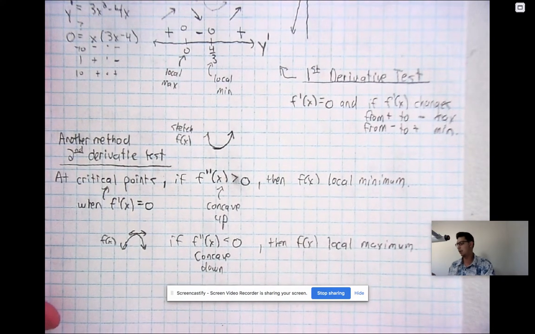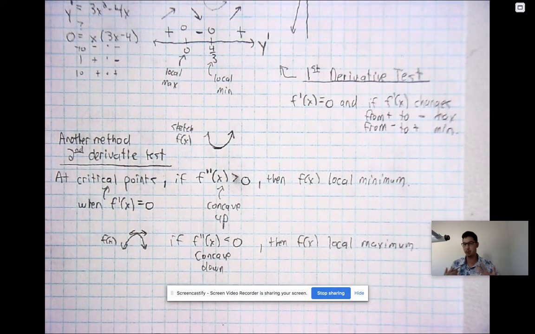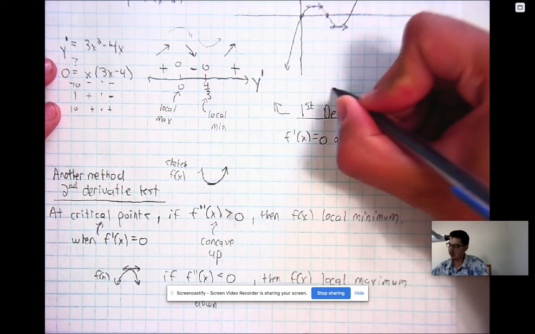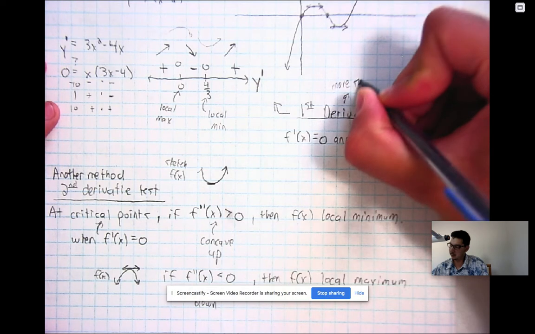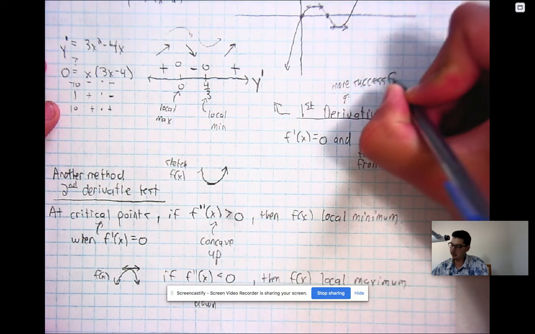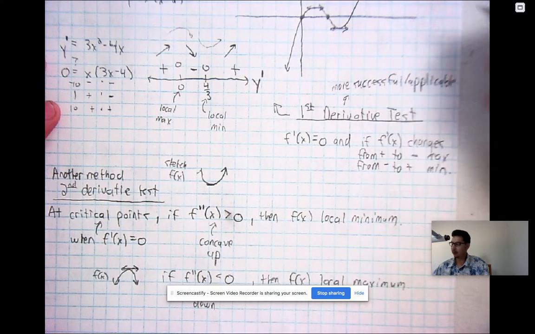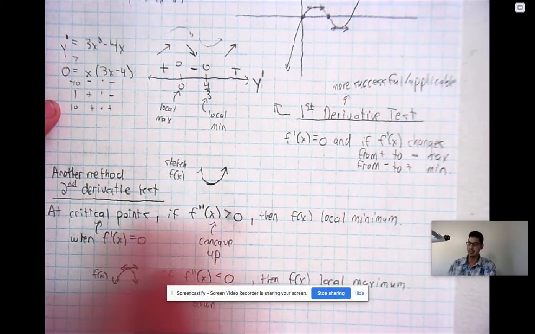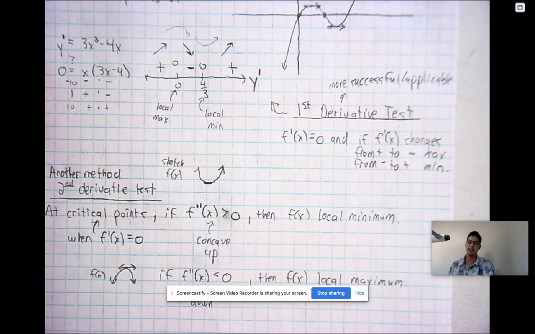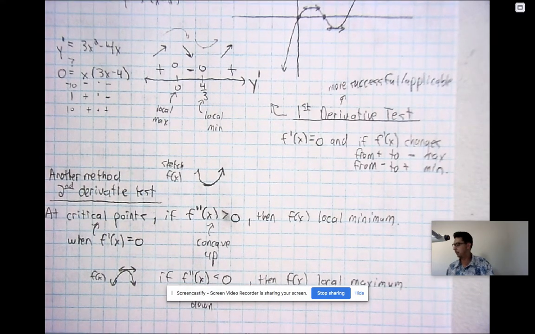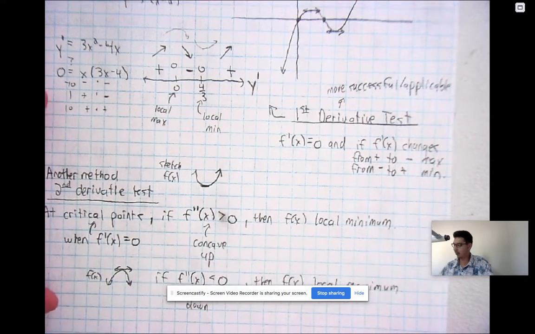And they both work just fine. I think first derivative works more often than not. I think this is more successful, or applicable is a better word. But sometimes the second derivative test does come in handy depending on the problem, and you do want to be aware of it. Now, if we were to apply this here, let's just see what happens.